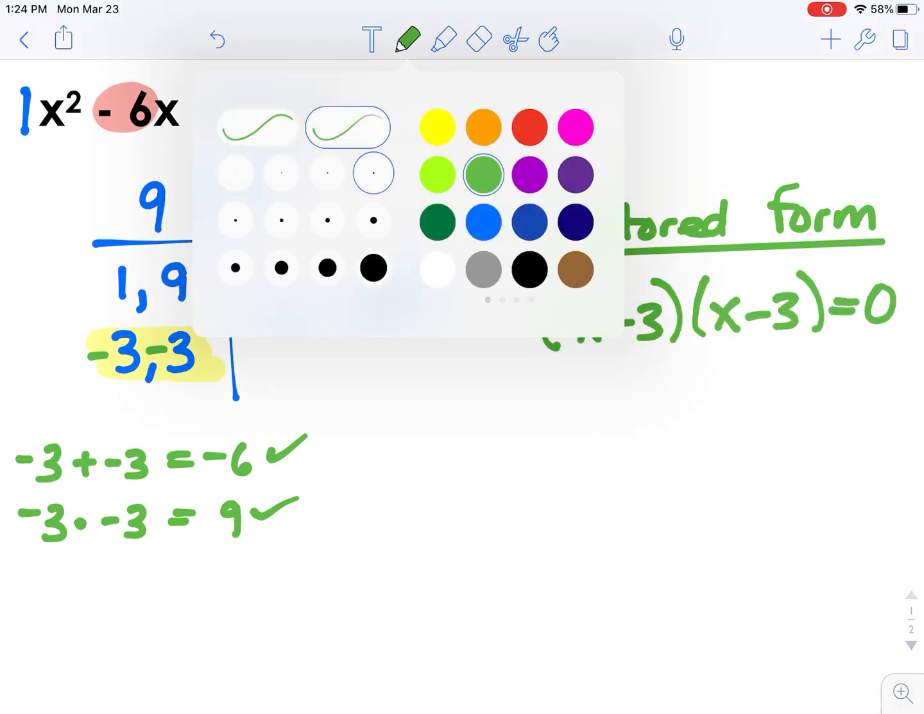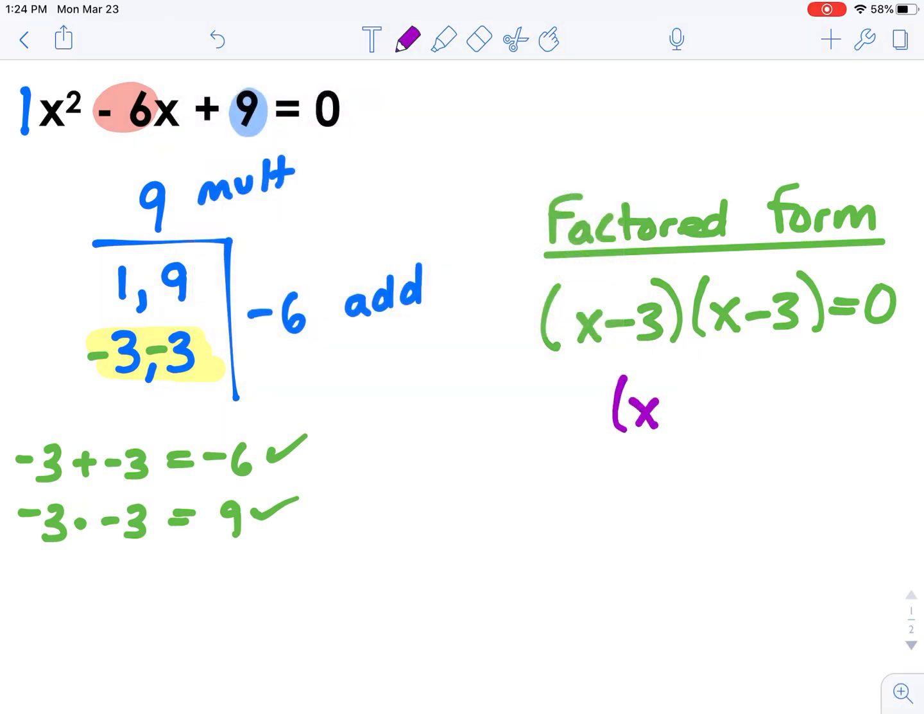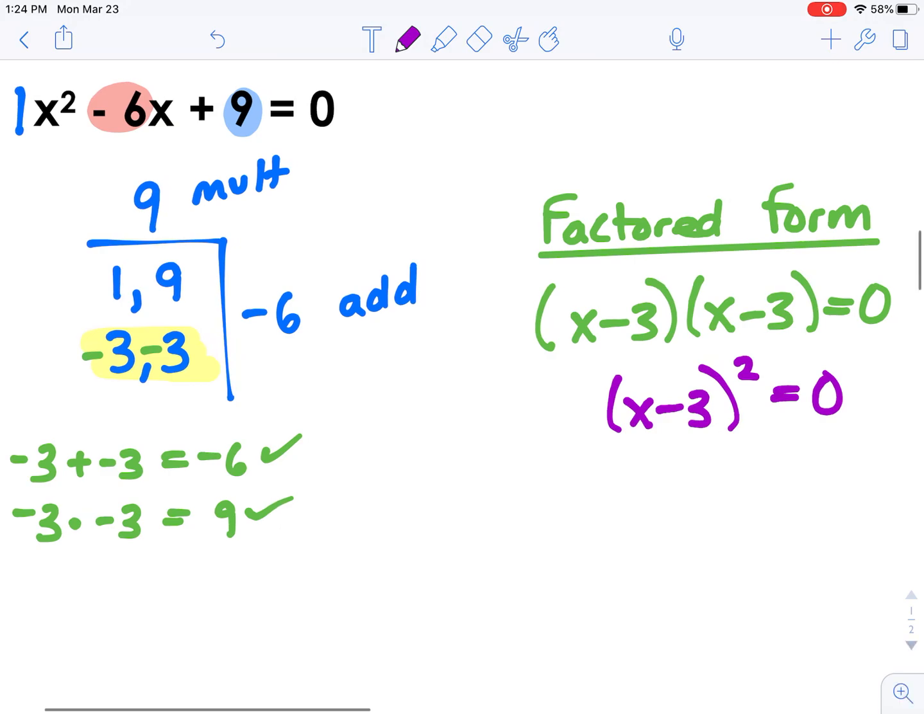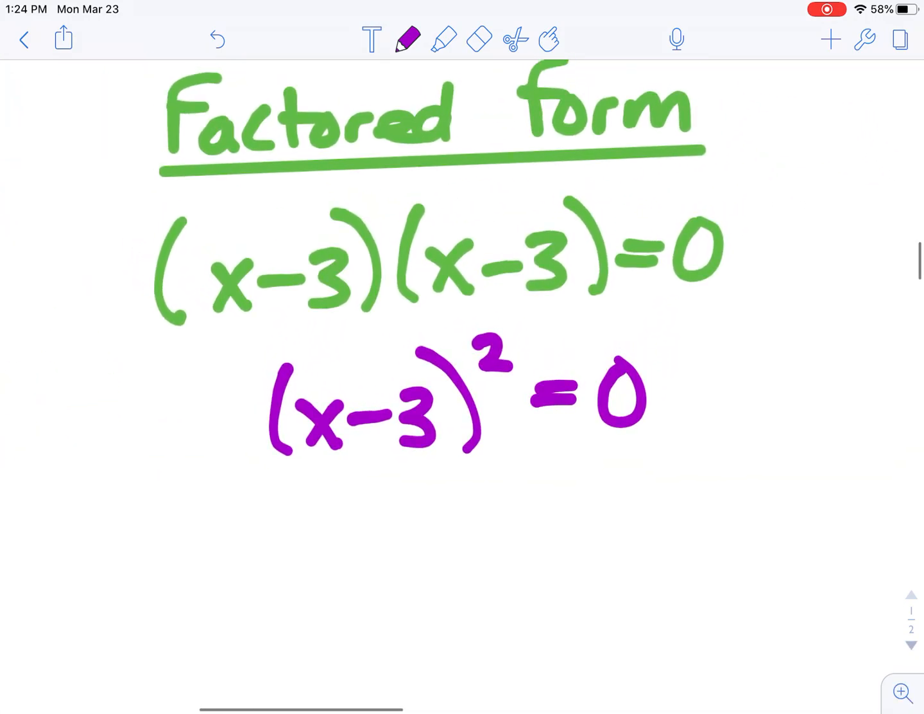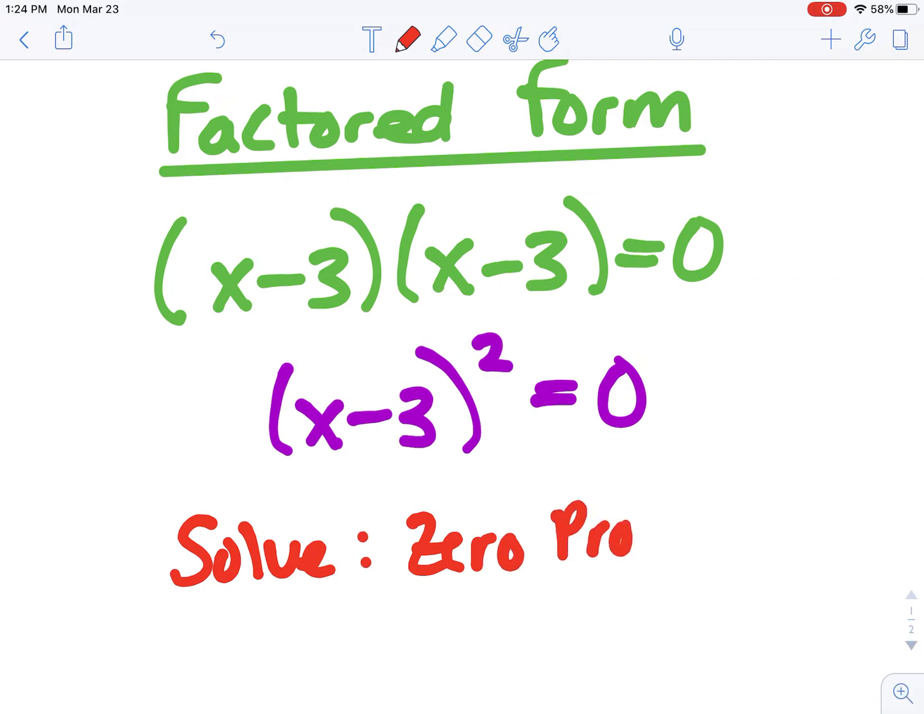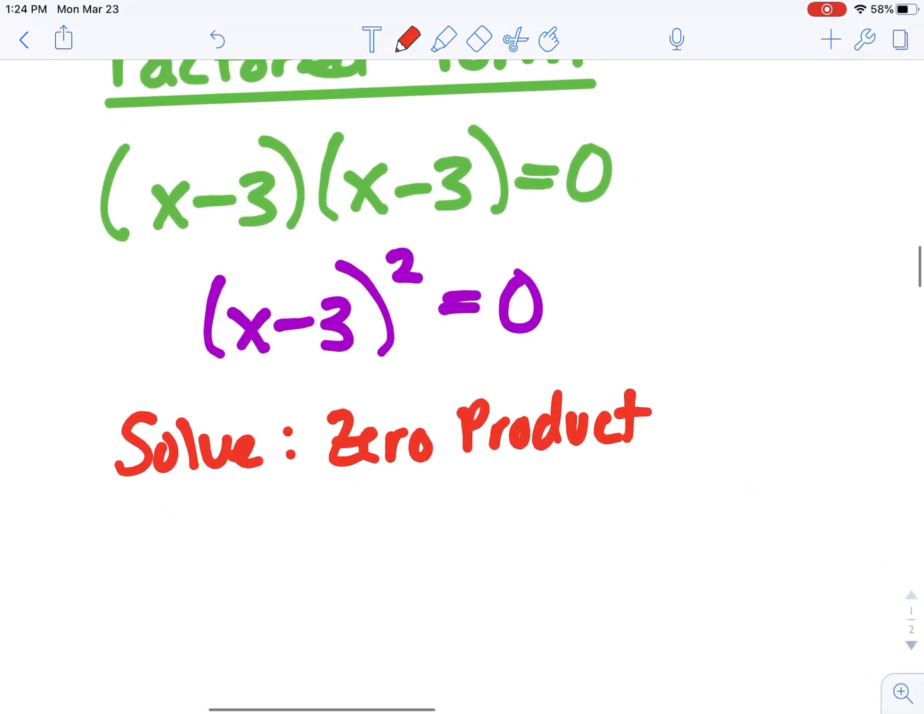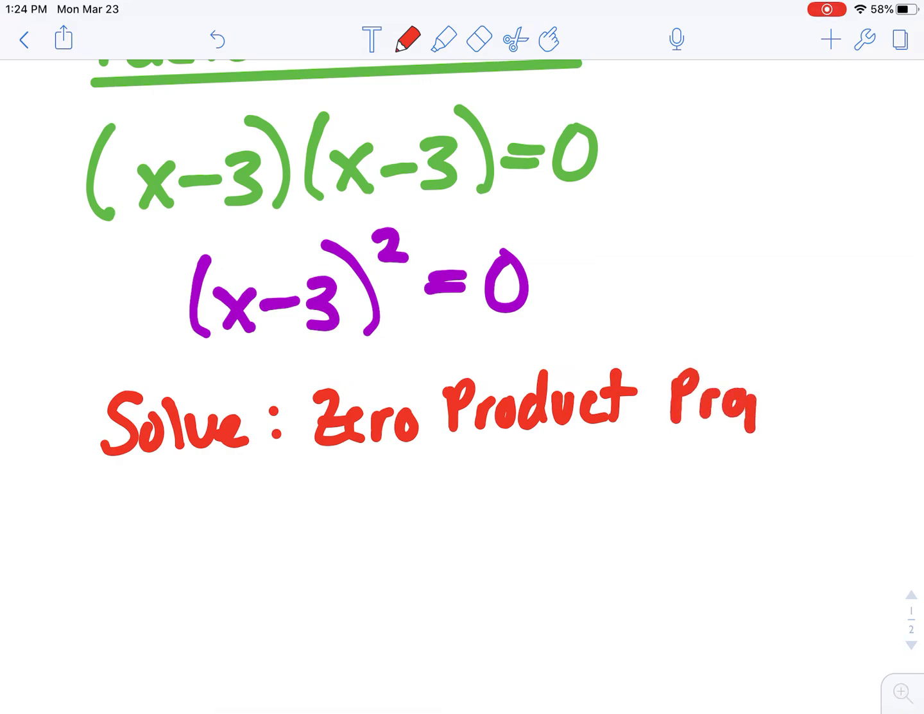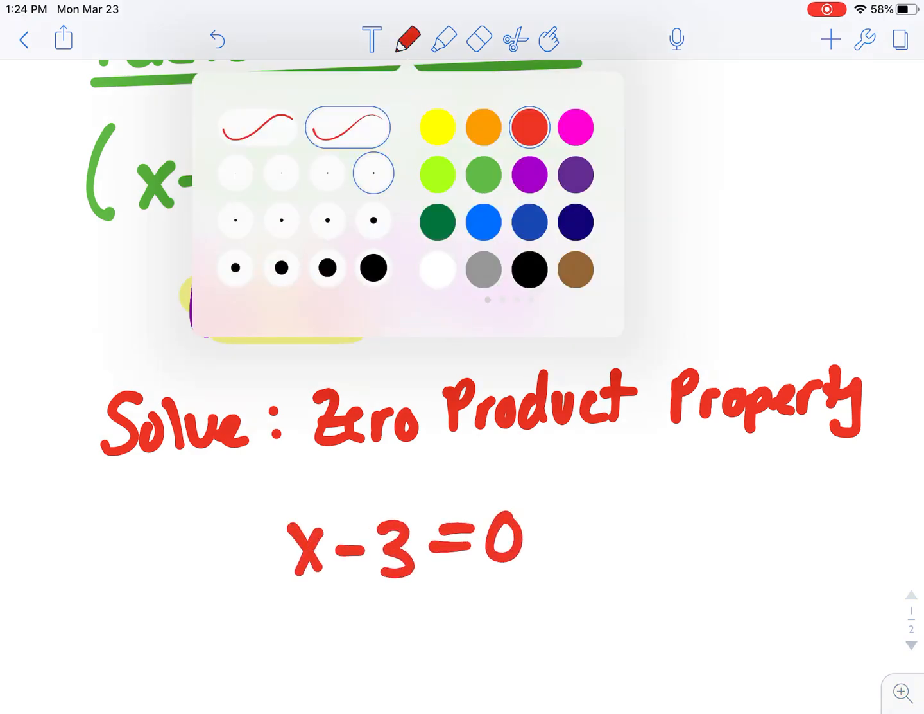I'm okay if you leave it this way, but if you remember in class, if we saw something twice, we did write it as a quantity squared. And now it's time to solve. So if we want to solve, they say it's solved using the zero product property. And that's because anything times 0 will give us 0. And to solve, all we have to do is take our parenthesis and set it equal to 0 and solve.